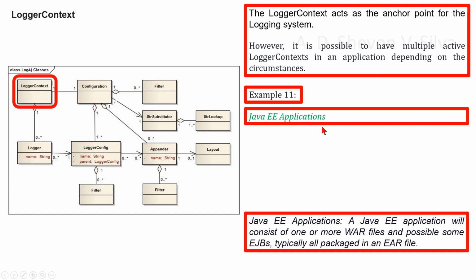Now we are considering Java EE applications. A typical Java EE application will consist of one or more WAR files and possibly some EJBs, typically all packed in an EAR file. It is desirable to have a single configuration that applies to all components in the EAR. The logging classes will generally be placed in a location shared across all the components, and the configuration needs to be shareable.